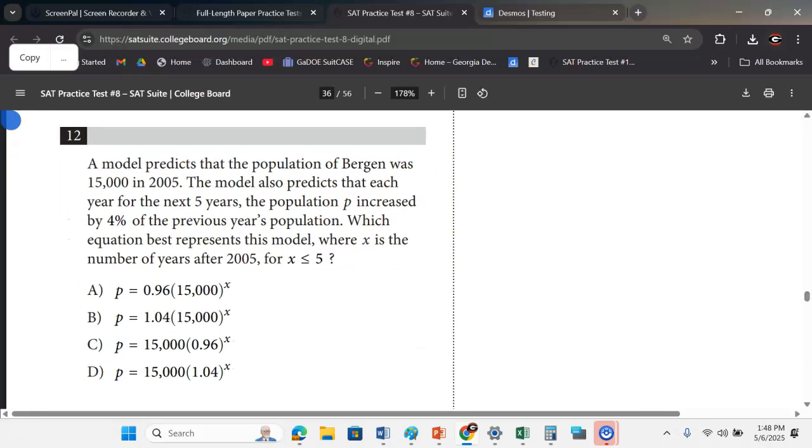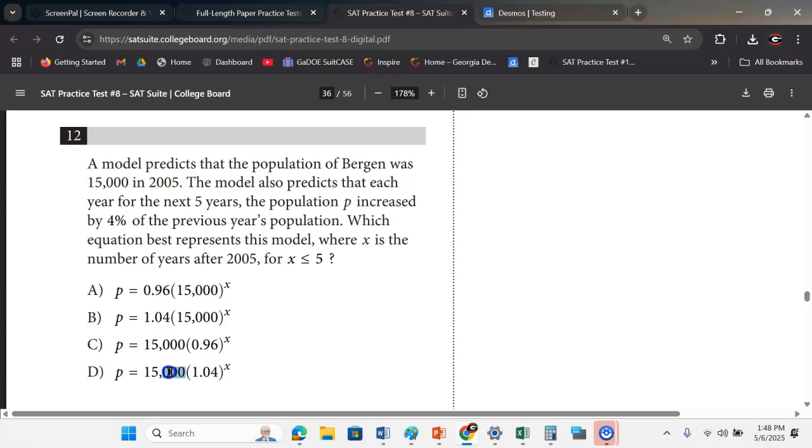Number 12, exponential, okay? A model predicts the population of Bergen was 15,000. That's an initial amount, 15,000. So that makes me think it's C or D. Let's keep reading. The model also predicts that for the next 5 years, the population increased by 4%. Yeah. So the correct answer here is D.